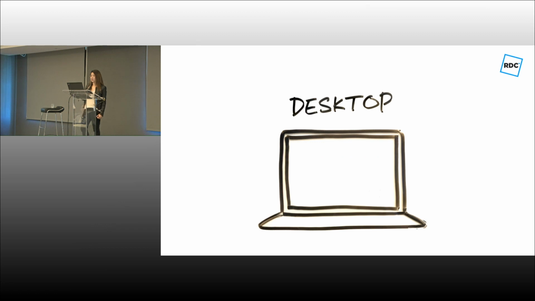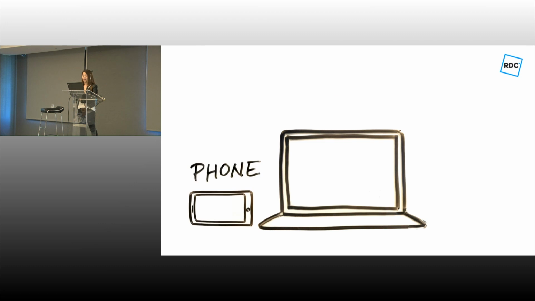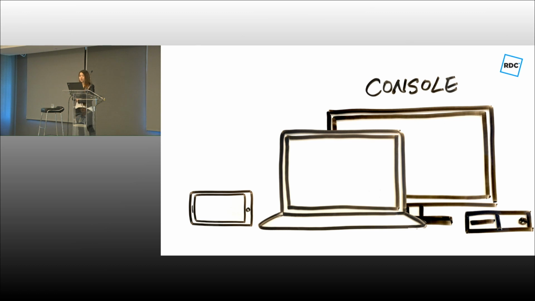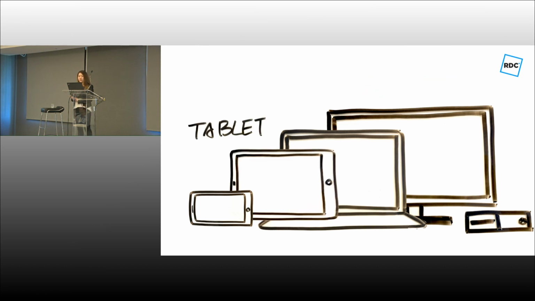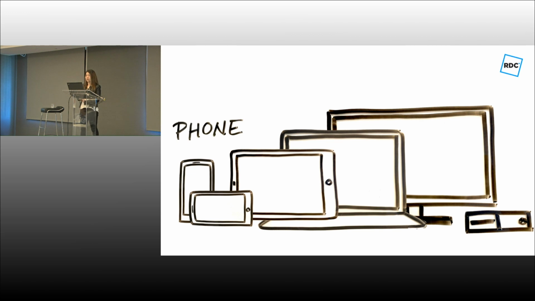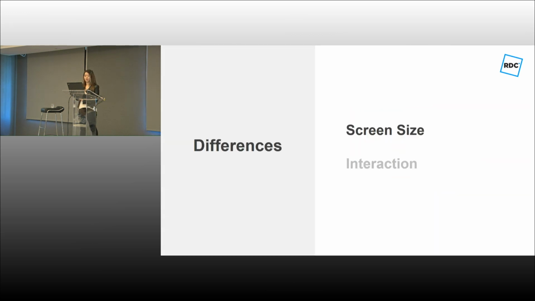First, desktop. This is the first platform that we supported. Then phone: smaller screen but portable, so you can play anywhere. Then console, where you play with a gamepad, a very different interaction. And tablet, somewhere in between phone and desktop. And then portrait mode, which allows you to play with just one hand. You can see the biggest differences here are the screen sizes and the interaction.